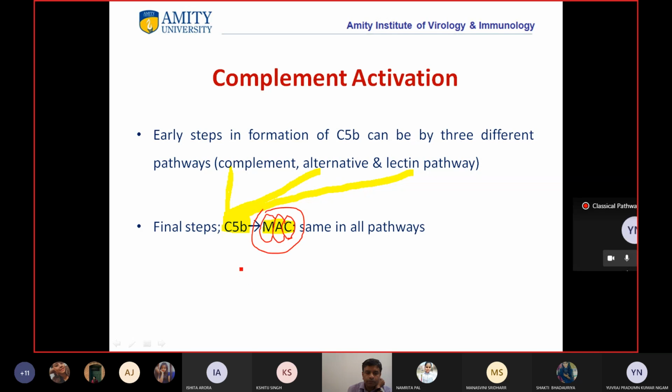So classical, alternative, MBL pathway, they get initiated by different means. They reach a point of C5b. And from here all the three pathways follow the same route, same proteins, everything same, and lead to the formation of MAC.